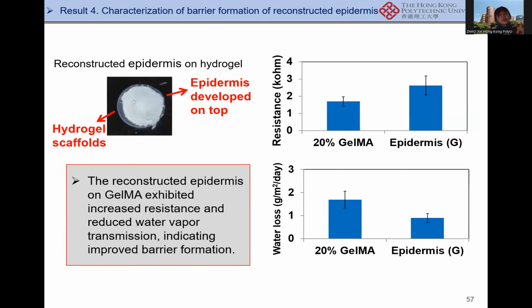Then we examine the function of the reconstructed epidermis on top of the hydrogel. So this is what the epidermis on top of the hydrogel looks like. We can see that once the hydrogel is covered with the epidermis, it has increased resistance, and it can also prevent water loss. So it means that our reconstructed epidermis has some of the barrier functions of the natural epidermis.